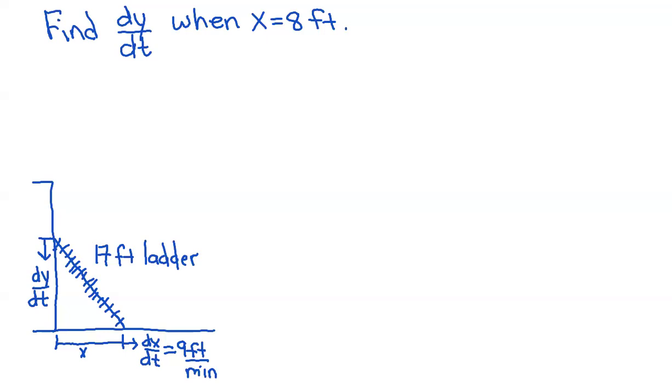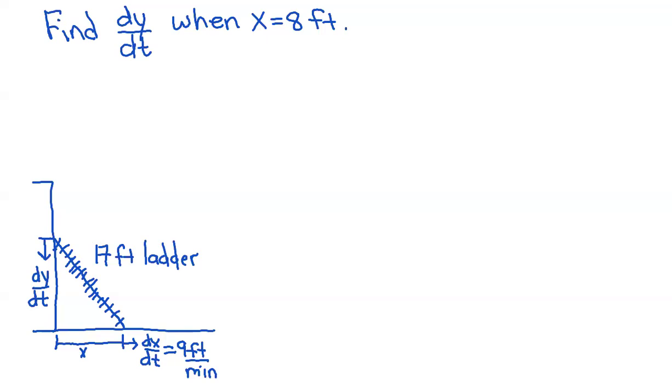So I've drawn this little picture here. We have our 17-foot ladder leaning against the building. It's slipping away from the building at a rate of 9 feet per minute. And they want us to find the rate at which the ladder is slipping down the wall when x is 8 feet. So when the ladder is 8 feet away from the wall at the bottom, at the base.